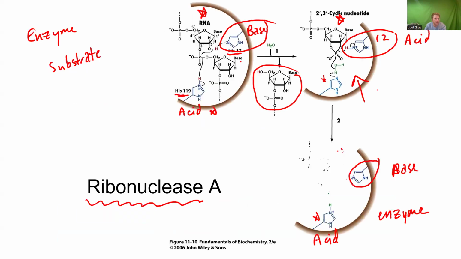And I want to stress that in the RNase A mechanism, the histidine residues and the substrate are close to one another, but they never make contact. There's no bond between them. A proton is taken from the substrate, but that is not a covalent bond. So this is not covalent catalysis. This is purely acid-base catalysis.